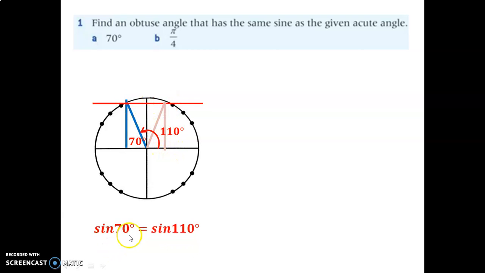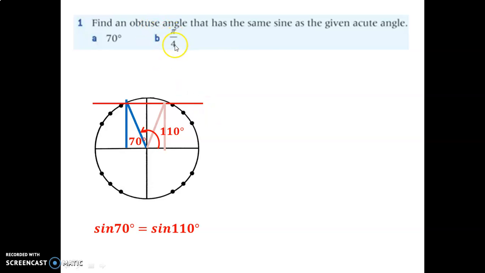So that tells us sine of 70 equals sine of 110. And if you're thinking about that rule, the rule said sine of 70 would equal sine of 180 minus 70, and 180 minus 70 is 110. But it makes sense. Again, think of it in terms of the circle. Much better to know it this way.